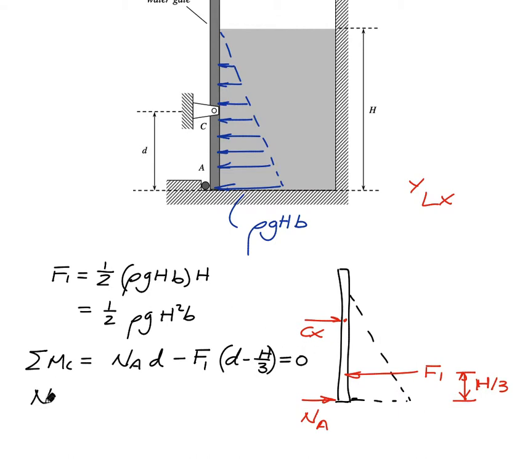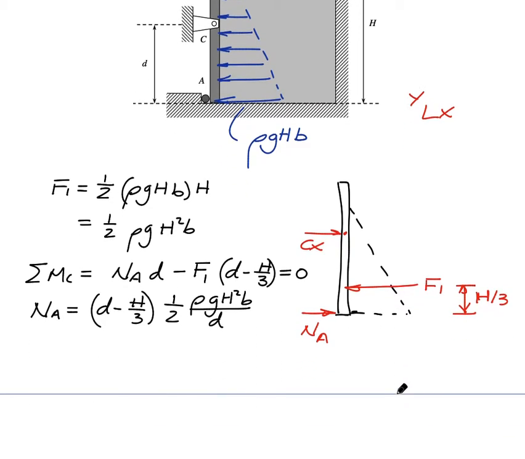So it says here that the normal force, so the contact force on the bottom that keeps the water from coming out the bottom at that seal, that's simply going to be equal to D minus H over 3 times F1, 1/2 rho G H squared B, divided by D. So that's what we're going to have in terms of the reaction force at the seal there at the bottom.